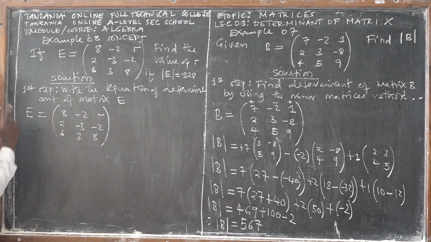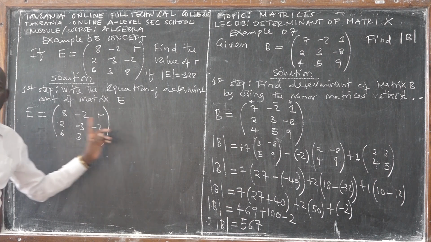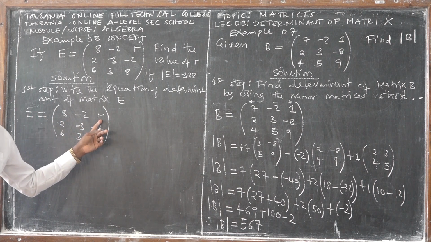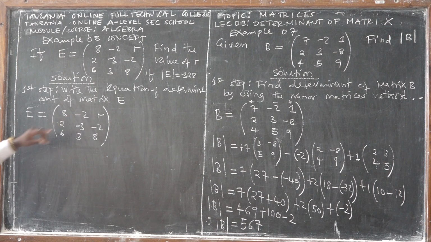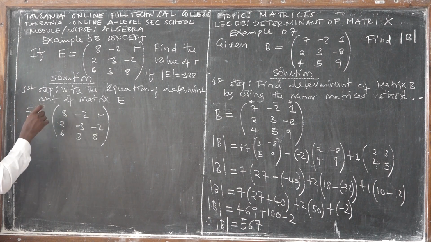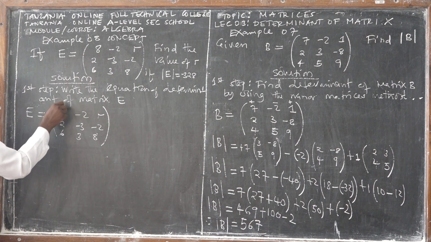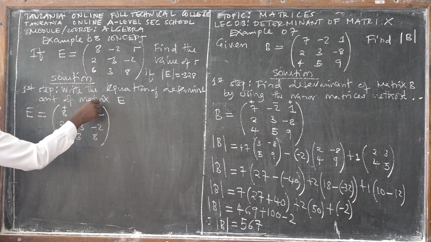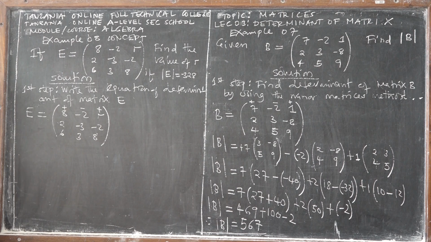So you have to introduce positive and negative signs to the elements of the first row. So this is the first row. In the first row, the third element we don't know its value. So we are going to introduce 2 signs of positive and 1 sign of negative. So this is positive, this is negative, this is positive. After that, we are going to find the determinant of matrix E.